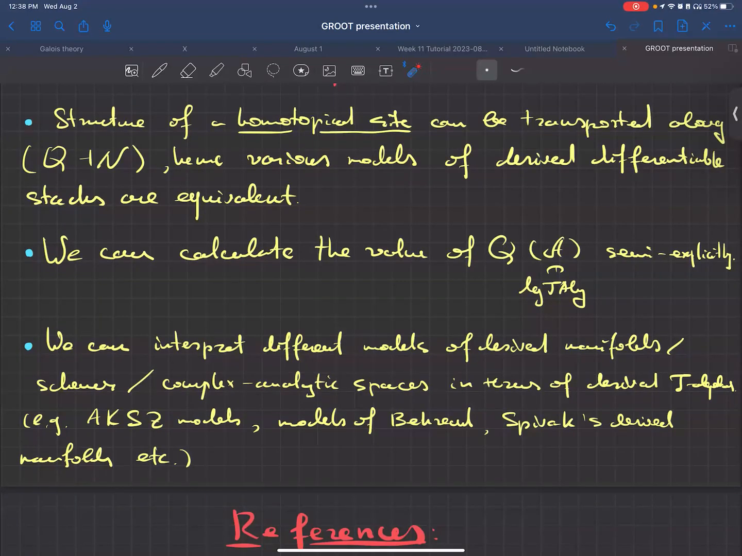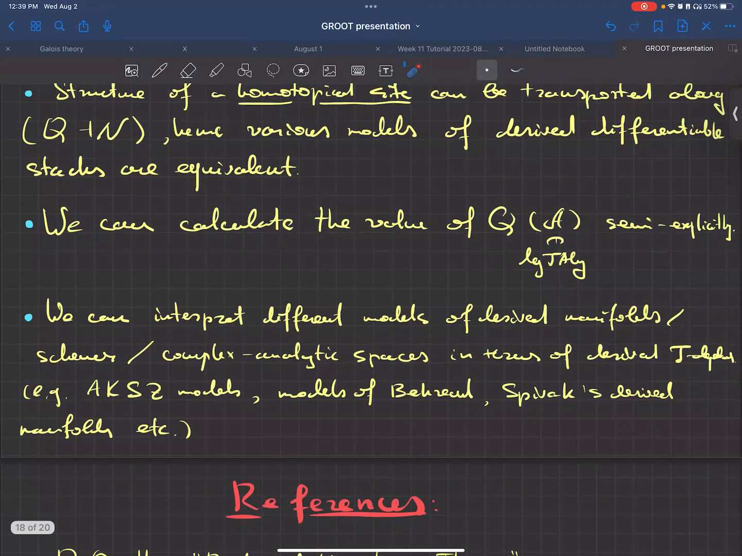And I guess the final application is that we can interpret different models of derived manifolds or schemes or complex analytic spaces in terms of derived T algebras. So, for example, we can interpret AKSZ models, models of Behrend and others that were recently developed for derived manifolds. And also we can interpret Spivak's model of derived manifolds in terms of derived C-infinity rings, which allows us to easily establish equivalence between different approaches and shows that essentially there is only one notion of a derived manifold, whatever that means, and whichever setting you work in.